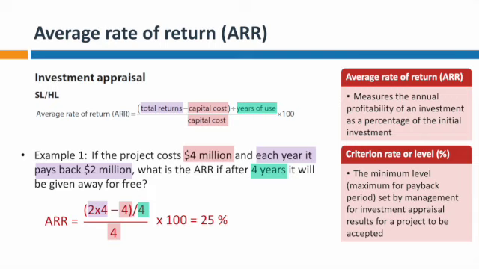Let's say that the management decides beforehand that the criterion level is going to be 20%. And so what does that mean? Any projects that will yield the average rate of return higher than 20% will be accepted. Any projects that aren't as profitable, that will have an ARR of less than 20%, will not be accepted. So this is what our ARR results can be compared with.